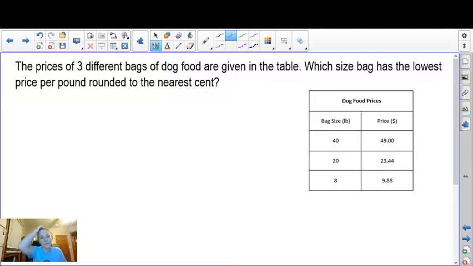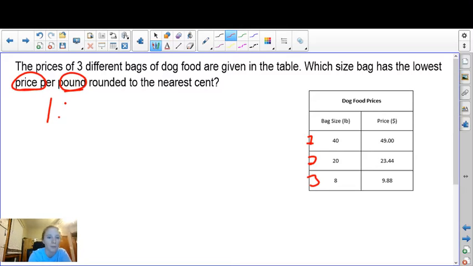The prices of 3 different bags of dog food are given on the table. Which size bag has the lowest price per pound rounded to the nearest cent? So what we need to do is find the price per pound for each one. So I'm going to say this is bag 1, this is bag 2, and this is bag 3. So for 1, I need the lowest price per pound, correct? This is right here, price per pound.